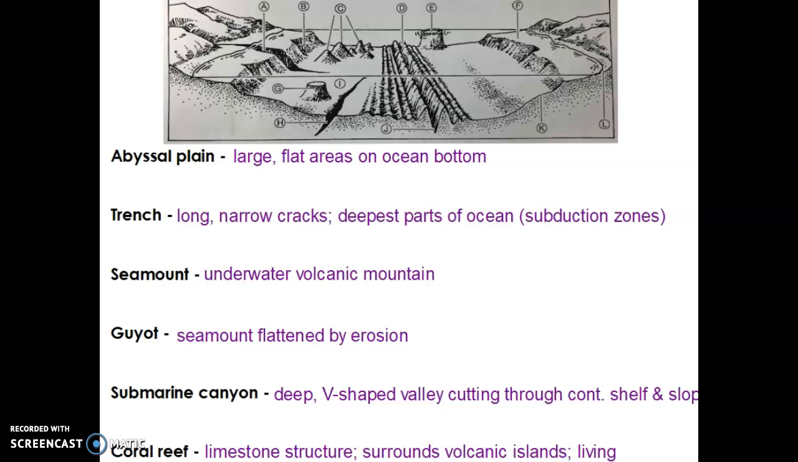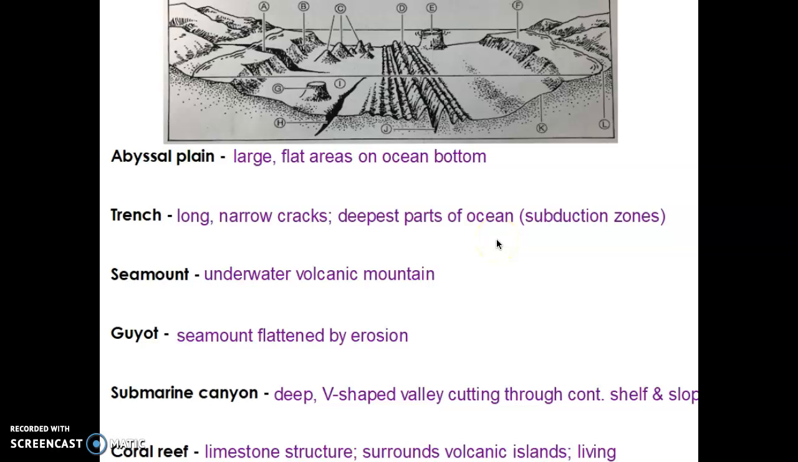Okay, so the Abyssal Plain on this particular picture is I. See how it's relatively flat other than a few features on here, and that's deep. Okay, so Abyssal Plain is I, large flat areas on the bottom of the ocean.